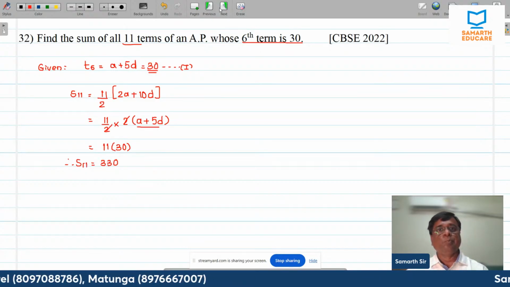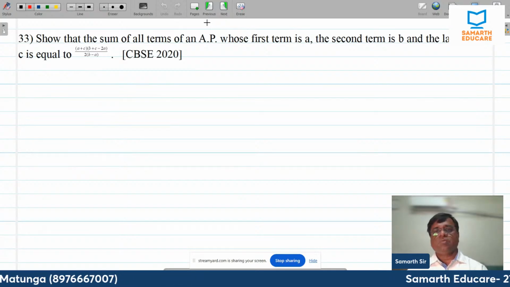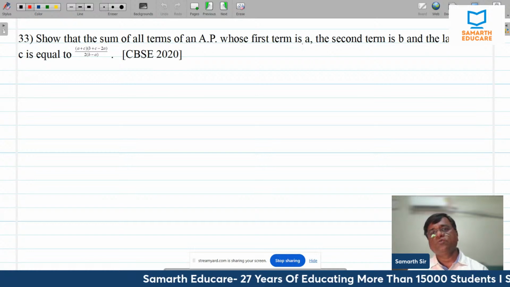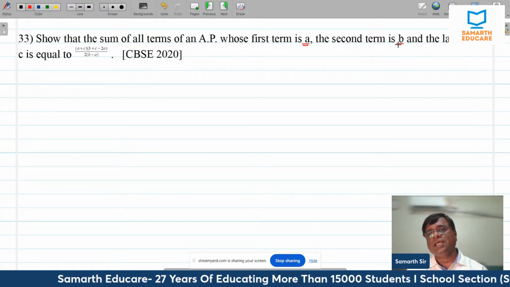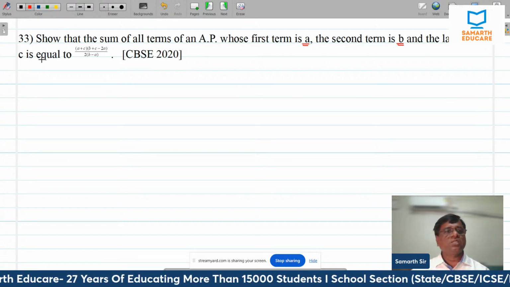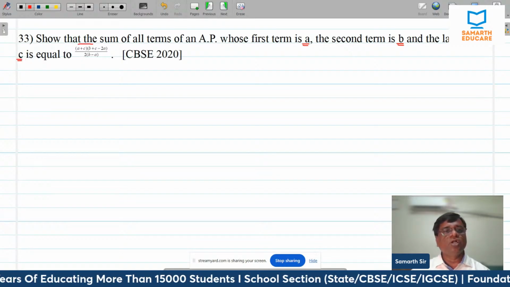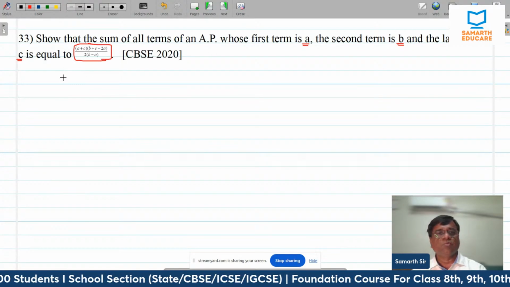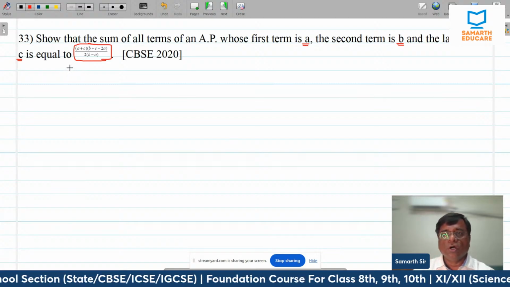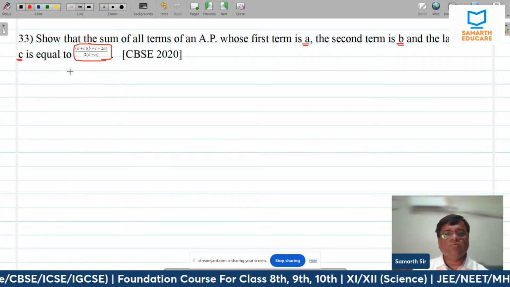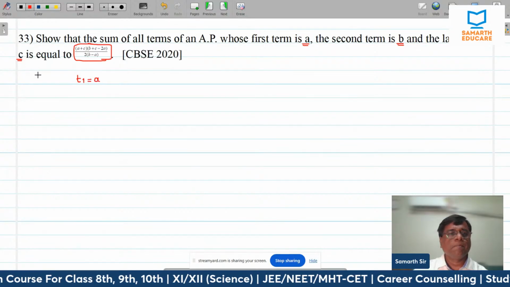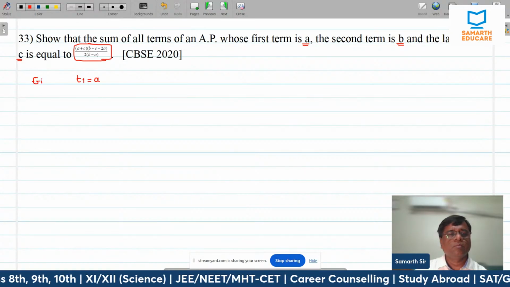This is something interesting. Show that the sum of all terms of an AP whose first term is A, second term is B, and last term is C is equal to, we have to prove that this is the answer, the sum of all terms. So here what is given to us is the first term, T1 is equal to A, given.